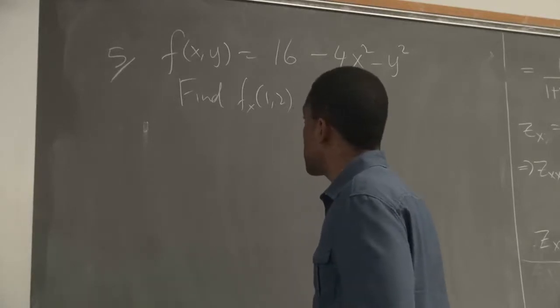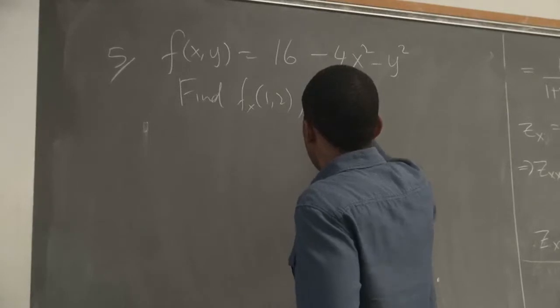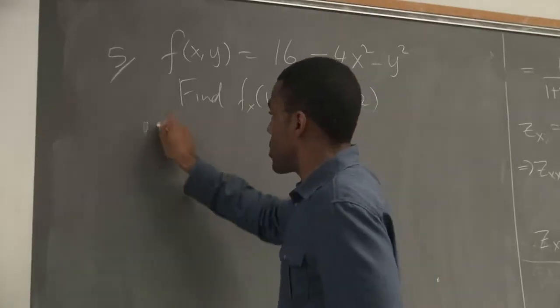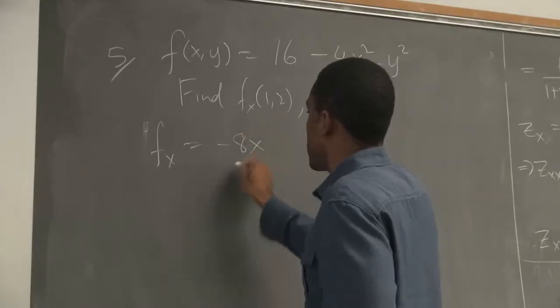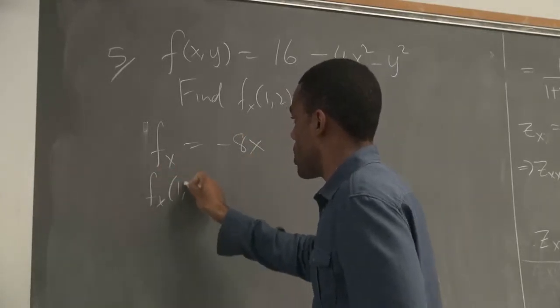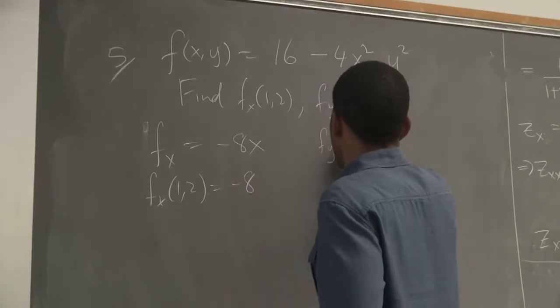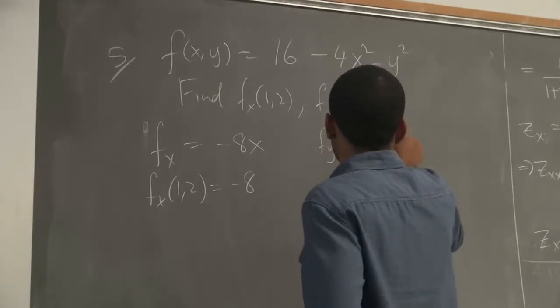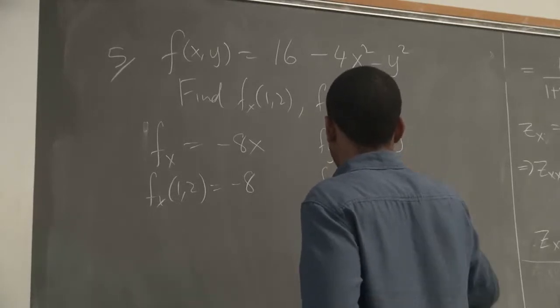Okay, let's find these guys first. fx would be what? Minus 8x, so fx at (1, 2) is just minus 8. fy is minus 2y, so fy at (1, 2) is just minus 4.